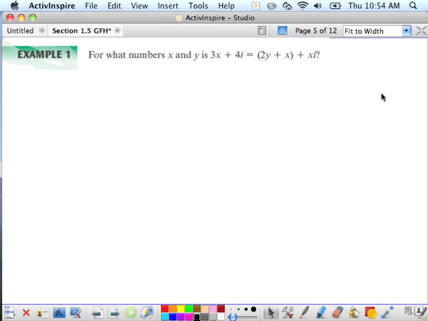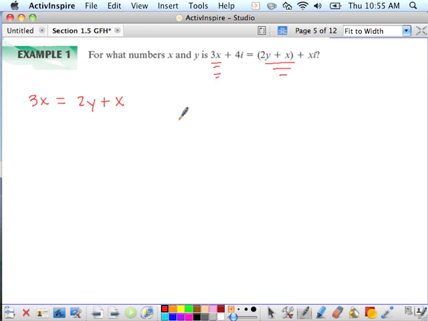So we're going to take the real part and set it equal to the real part, and the imaginary parts and set it equal to the imaginary parts. For the left side of this, what is the real part? 3x. The real part is the part that's not attached to the i. So the real part on the left is 3x. So we want to set 3x equal to 2y plus x. We want to set the two a's equal to each other. So 3x must equal 2y plus x.